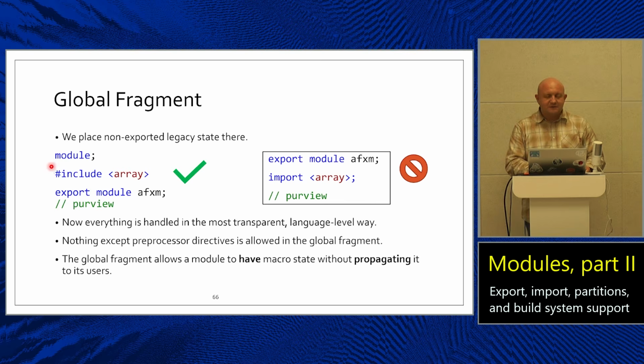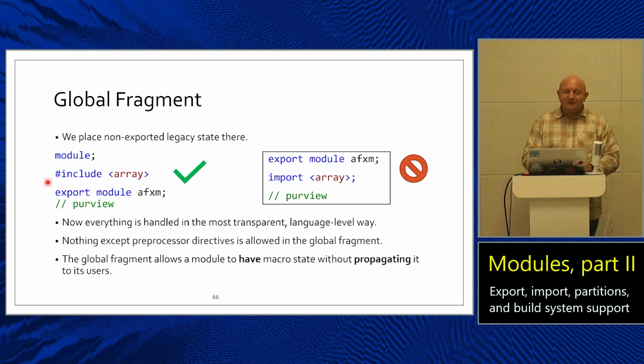Nothing except preprocessor directives is allowed here, and you mark your global module fragment with this module directive without a name, because of course from the global module we cannot export anything, so this is not export module, and the global module is unnamed, so this is module without a name. Everything is logical. And the global fragment allows a module to have a macro state visible for the export unit without propagating it to others. Use this, not this.